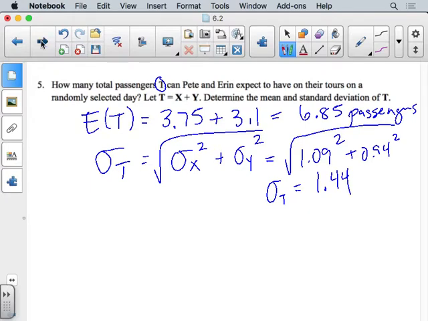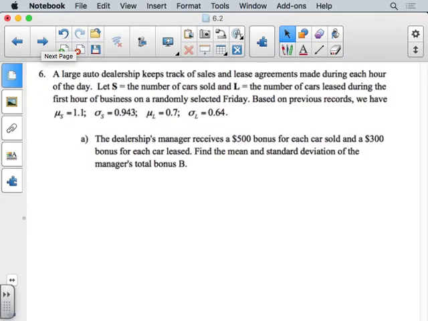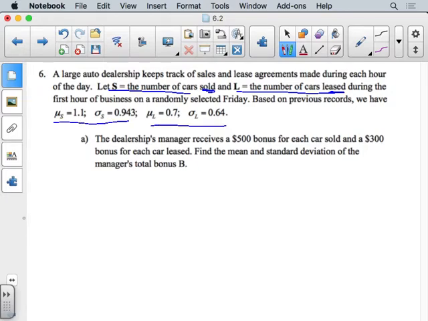All right. Let's do a few more examples here. So this one adds an element of something else. On number 6, I have an auto dealership keeping track of sales and lease agreements. S is the number of cars sold in a day, and L is the number of cars leased during a day. And here are our numbers, a sale and lease number.